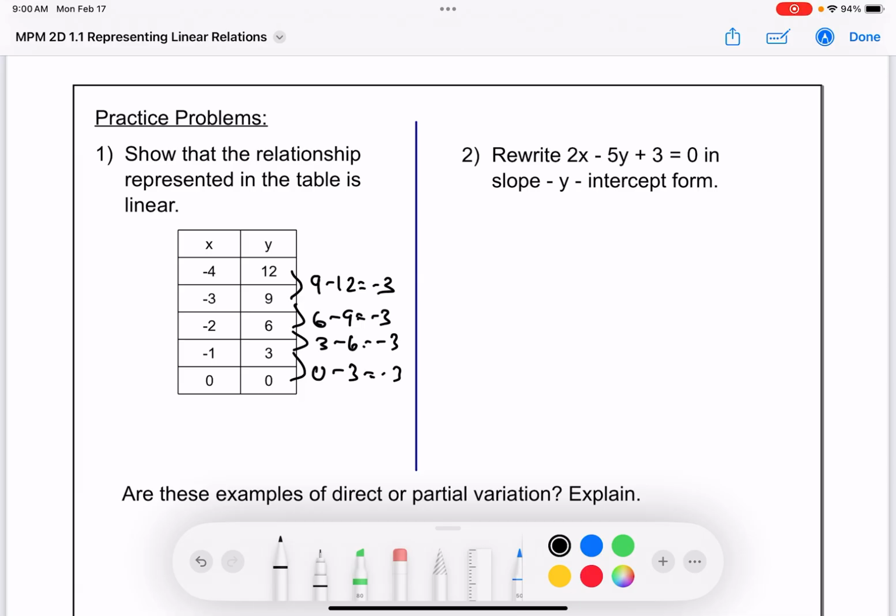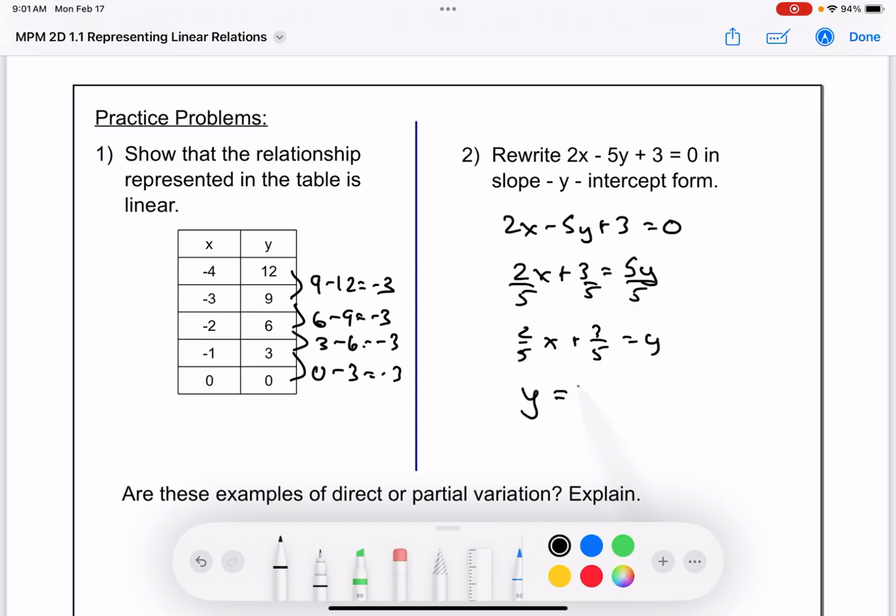We've done rearranging our equations, so if we have 2x minus 5y plus 3 equals 0, you know you want y by itself. Because it's negative, I would probably move it to the other side. Okay, so 2x plus 3 equals 5y, and divide by 5 everywhere. We get 2/5 x plus 3/5 equals y. And if you want it to be written y equals mx plus b, just flip it around. No big deal.